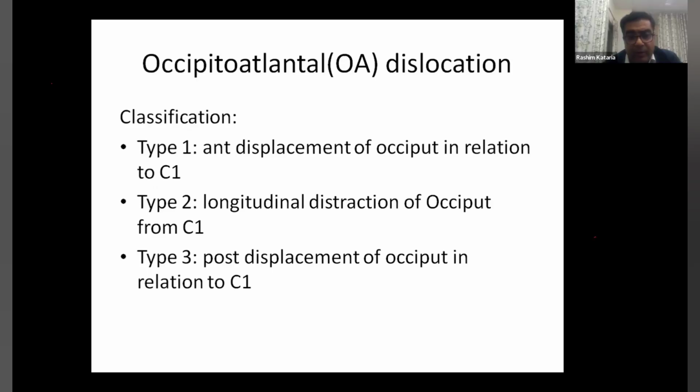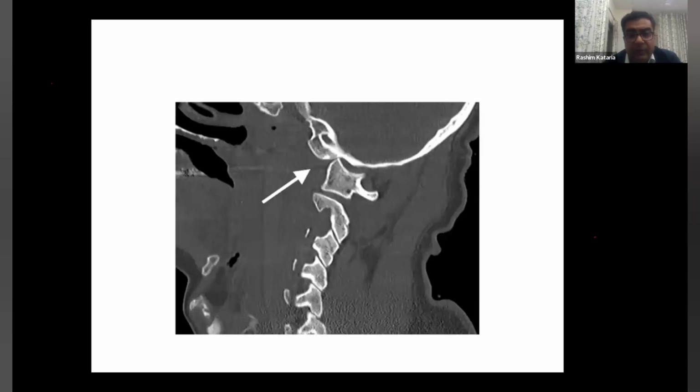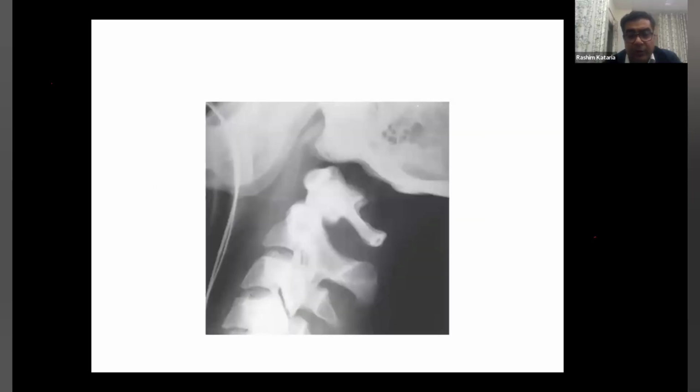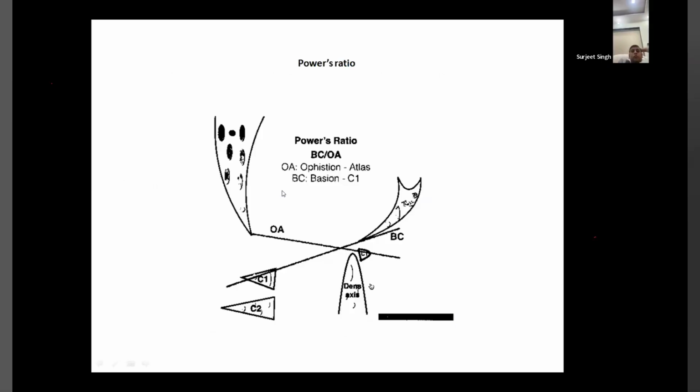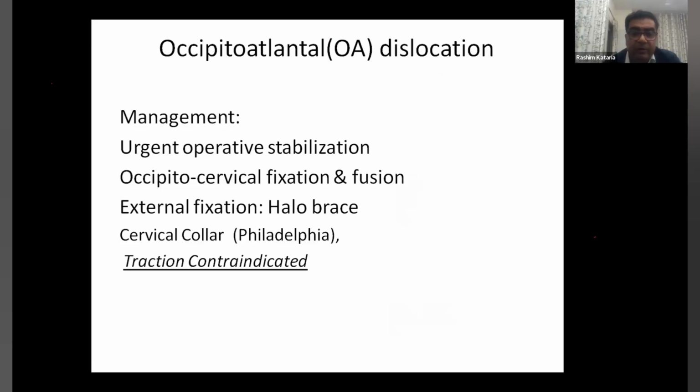So I would not go into detail of this. This is posterior dislocation. This is distraction. You can see the distance between the occiput and C1 is too big. So it is distraction. Powers ratio, we have already discussed, and the rule of Harris. Management is urgent operative stabilization in case of occipital dislocation. Traction is contraindicated in type 2 occipito-atlantal dislocation because it is already distracted.